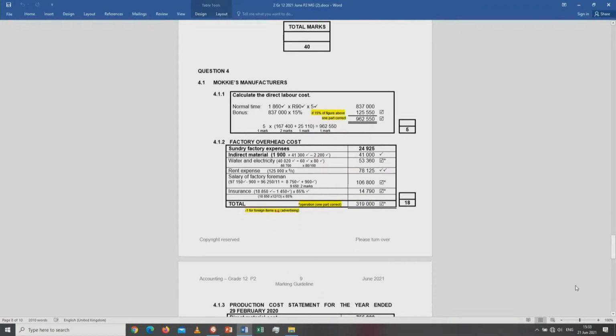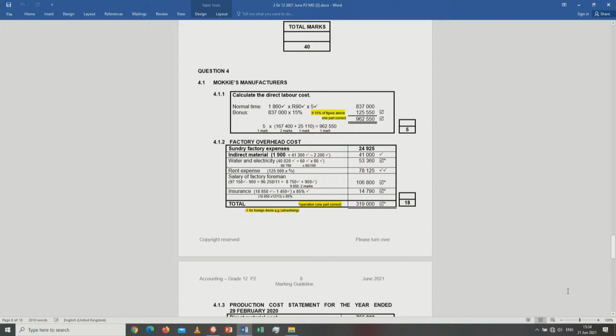4.1.1, calculate the direct labor cost, normal time. Your 1,860 times 90 times 5 gives me 837. The 1,860 carries a mark, the 90 carries a mark, and the 5 carries a mark. Take note, the 837 doesn't have a mark. Then the bonus, 15% of the 837 gives you 125,550. It can also be 15% of the figure above. So if the learner's answer was, say, for example, 900,000 and then he calculates 15% of that, then you may award him the method mark, right?